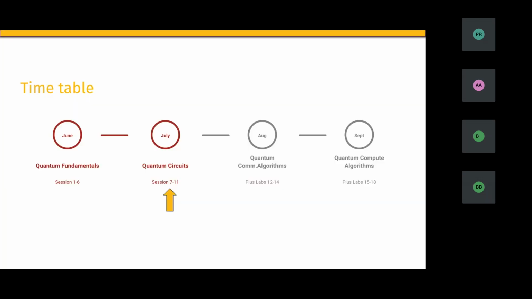You know that we did the quantum computing fundamentals in sessions 1 to 6. Session 7 I started, and session 8 I partially participated. Then sessions 9 and 10 I gave to Gokhale, who presented. Today I am trying to close it with the quantum circuits.